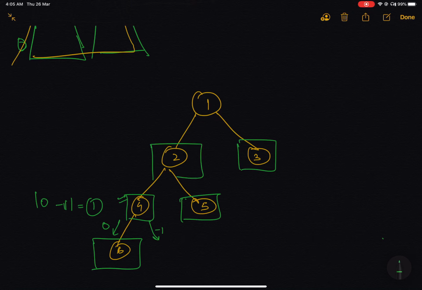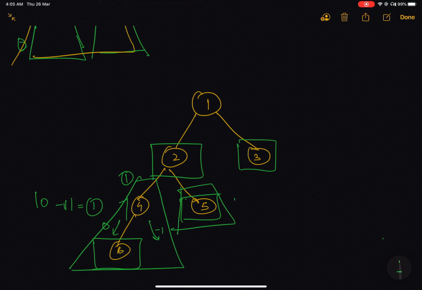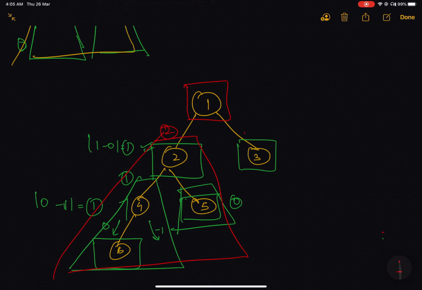Now let us take the case of node 2. What is the height of the left subtree for node 2? It is easy to see that it is 1. What is the height of the right subtree? This is 0. So the mod of 1 minus 0 is 1. So this node also holds the property perfectly fine. Now let us take the final example of node 1. What is the height of the left subtree of node 1? It is 2. What is the height of the right subtree of node 1? It is 0. As the difference between 2 and 0 is 2, which is greater than 1, this is not a balanced binary tree.